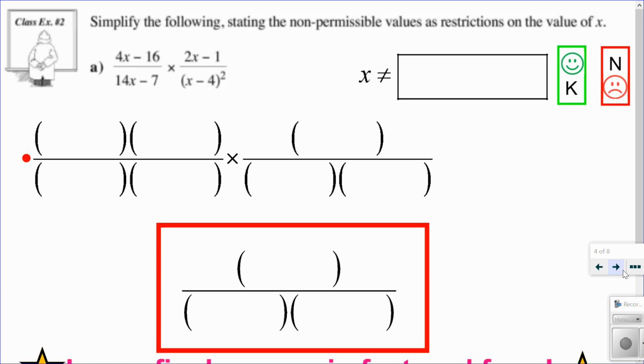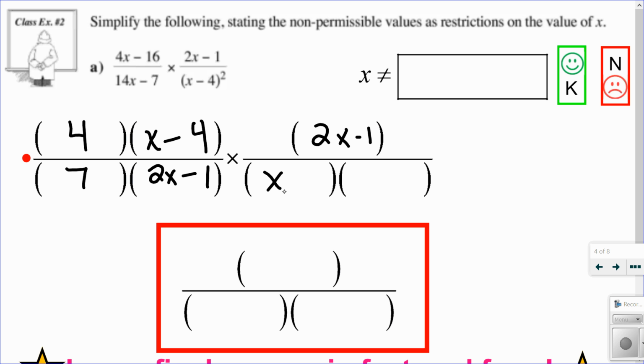So let's try this one here. First thing I'm going to do is factor. 4x and 16 have a greatest common factor of 4. So 4x divided by 4 is x, and 16 divided by 4 is 4. 2x minus 1 has no common factors, so I just leave it like that. 14x minus 7 has a GCF of 7. So 14x divided by 7 is 2x, minus 7 divided by 7 is 1. And then x minus 4 squared, I'm going to write that out twice because it's easier for me to cancel and simplify when I have two different factors.